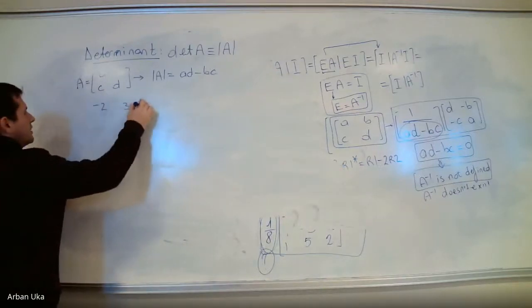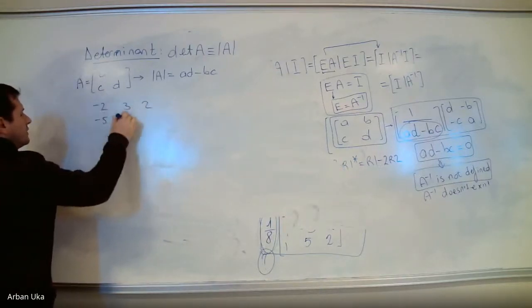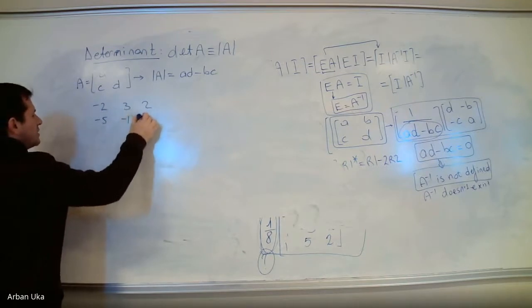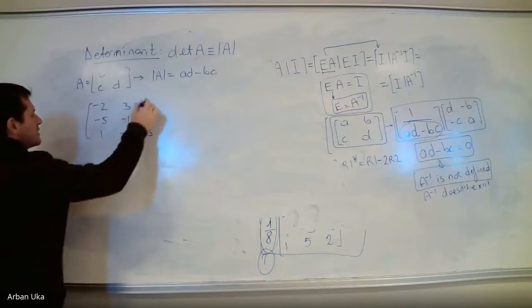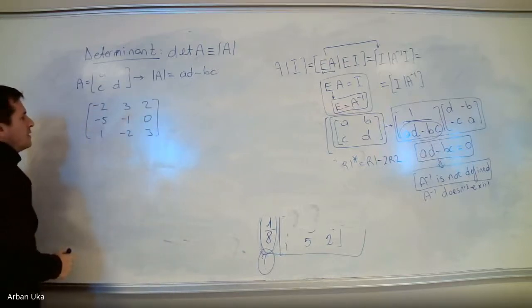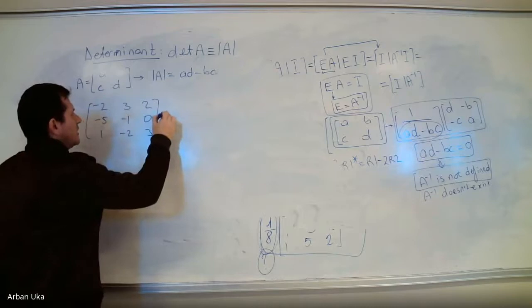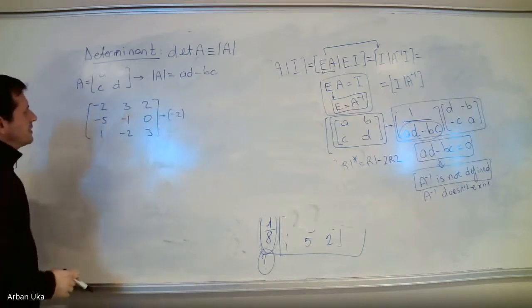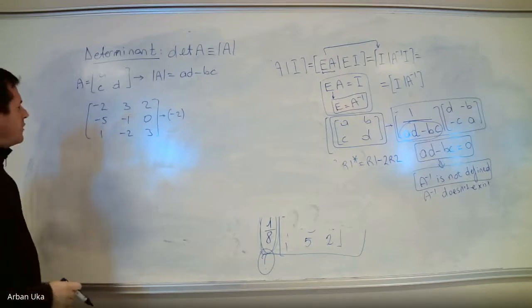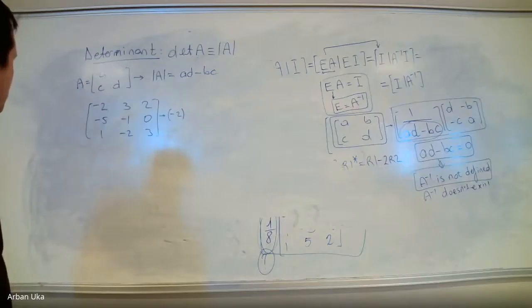Minus 2, 3, 2, minus 5, minus 1, 0, 1, minus 2, 3. So if this is another matrix, the determinant of this one is equal to minus 2 times, so we can do the matrix 3, 2, minus 1, and 3.